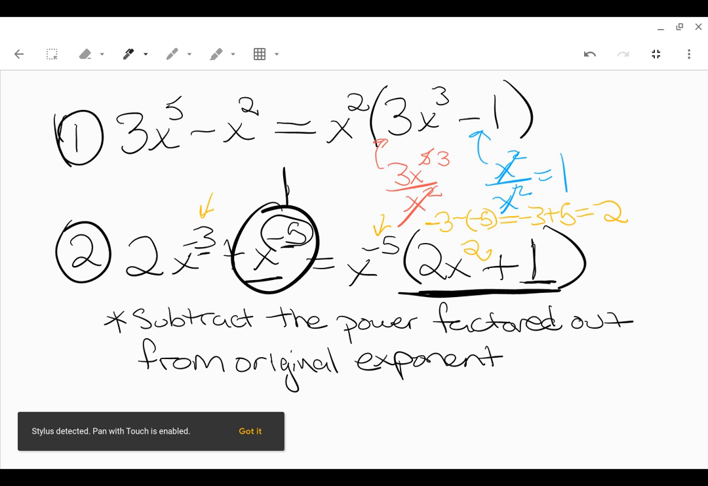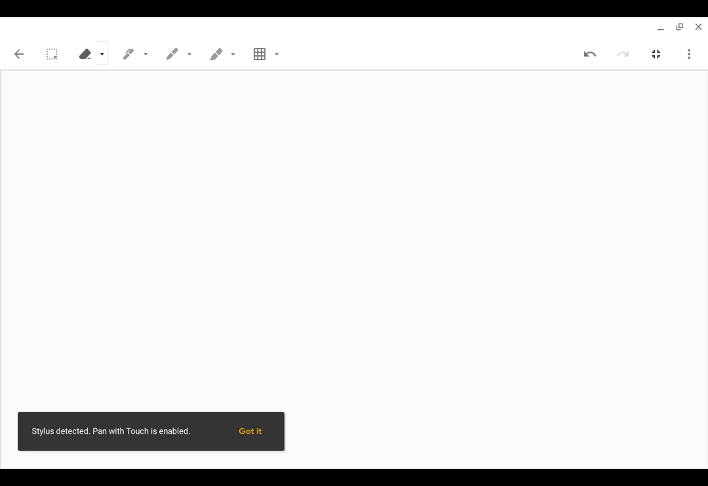Now, a nicer way to write this, it's best to take those expressions with negative exponents, like this x to the negative 5, and move it to the denominator and write it as x to the positive 5. So this is 2x squared plus 1 all over x to the fifth. That's what this simplifies to. Okay, I'm going to squeeze in maybe 1 or 2 more examples in this video.